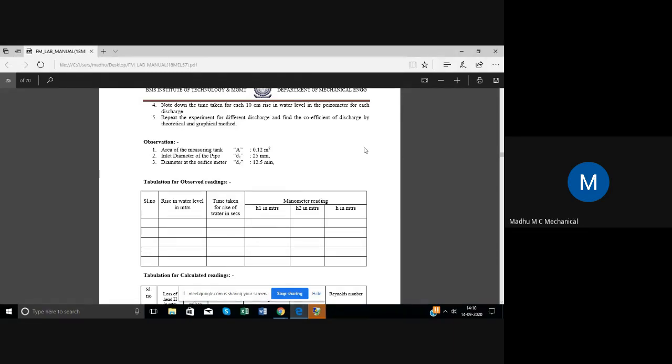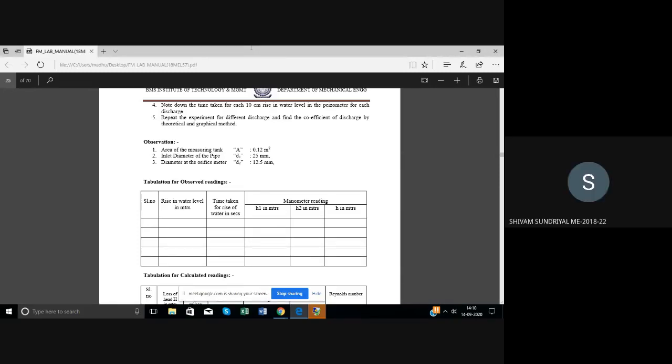So now I'm going to give you the readings. Please take down the readings. Before that, note down the tabular column, all of you. I'm going to tell you the data for the tabular column and you are going to calculate.